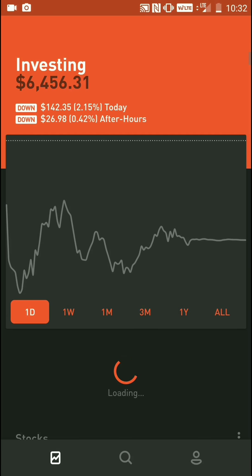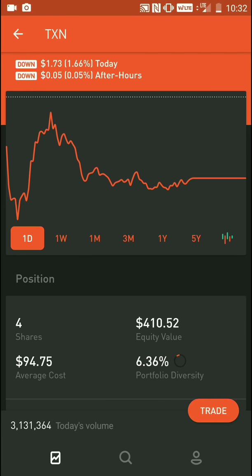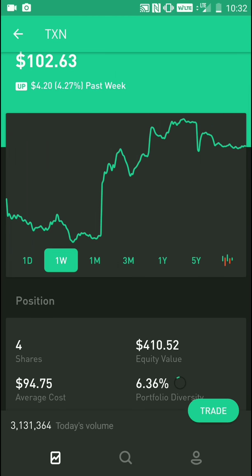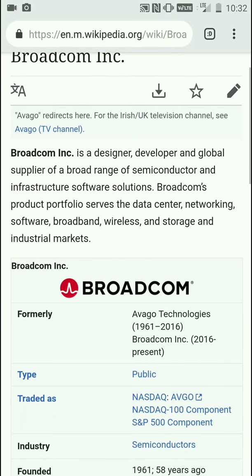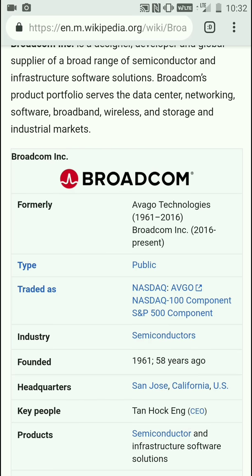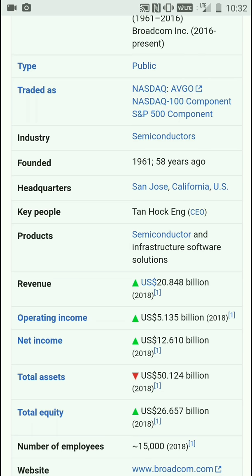It's similar to Texas Instruments, which I have 4 shares of, with an average price of $94.75. So let's get back to Broadcom. It's located in California as their headquarters. So I'm going to pretty much give you guys about 3 to 4 reasons why I'm looking to buy into Broadcom.